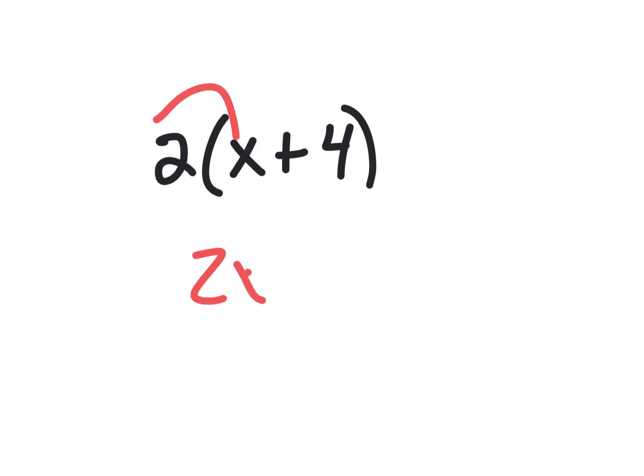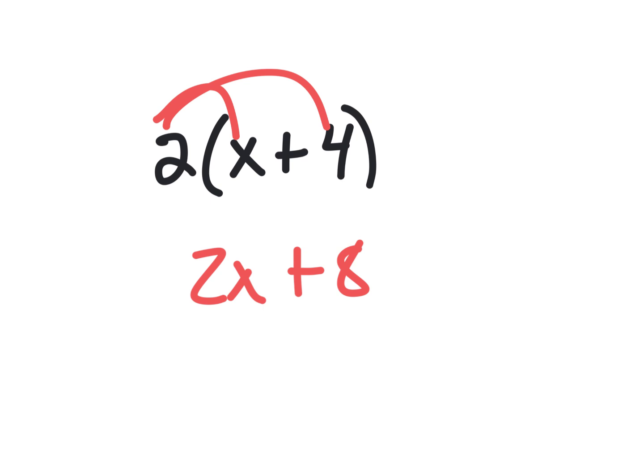All you got to do is the 2x and the 8. That's it. 2x plus 8. I know some people think we're solving an equation. Do you see any equals up here? Is there any equals? You see any equals? No. Then all you got to do is this. 2x plus 8. That's it.